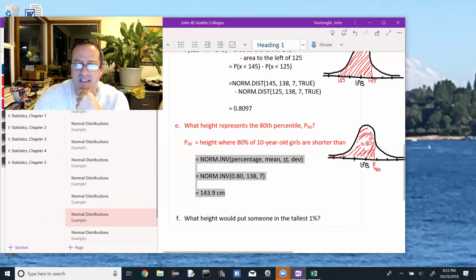And we can look at this. We can see it has to be bigger than 138, because, I mean, we don't know if it's bigger or smaller than one standard deviation away. I don't know that until I plug it into Excel. In Excel, we're going to use a different function, norm.inverse, or the inverse norm.